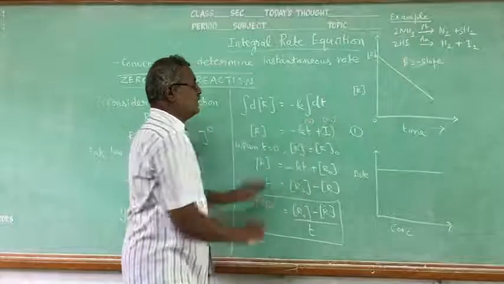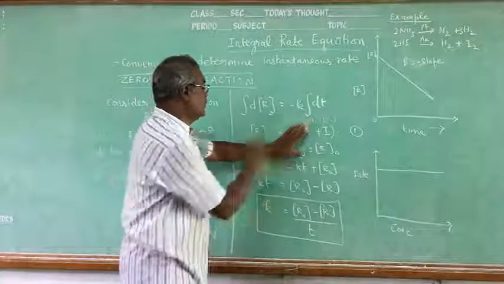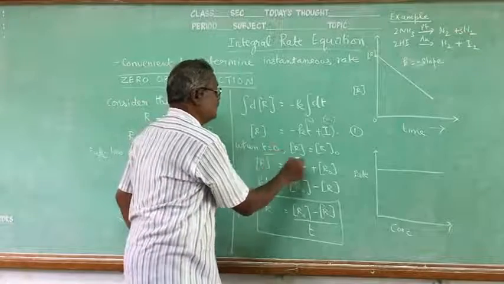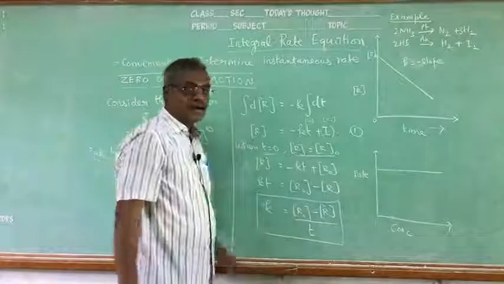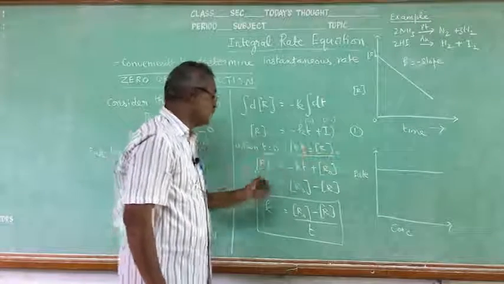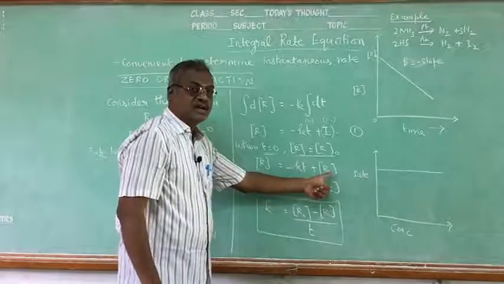So K into 0 equals 0. This term will become 0. Then you will get R equal to R naught, so I equals R naught. Substituting this in equation number 1, the equation becomes R = -Kt + R naught.